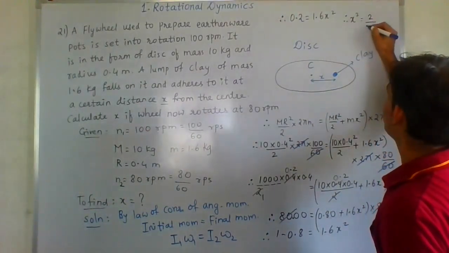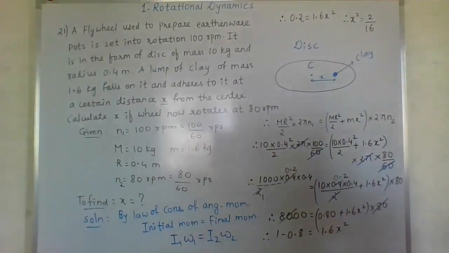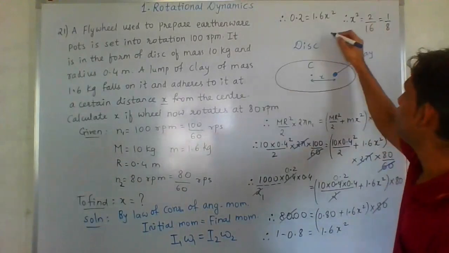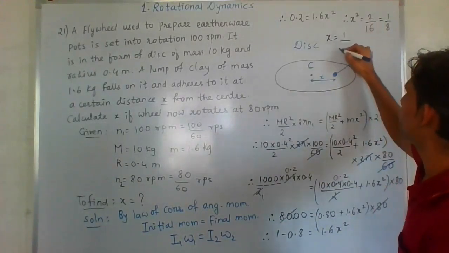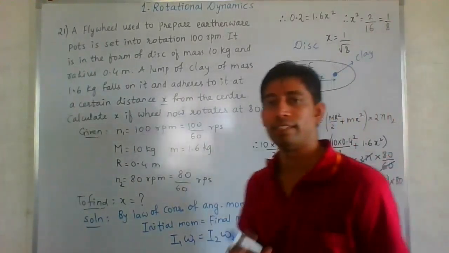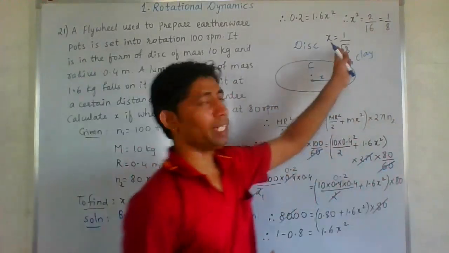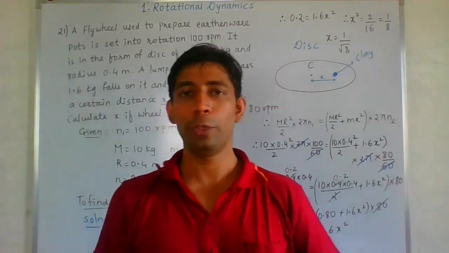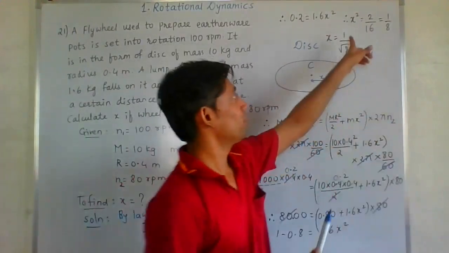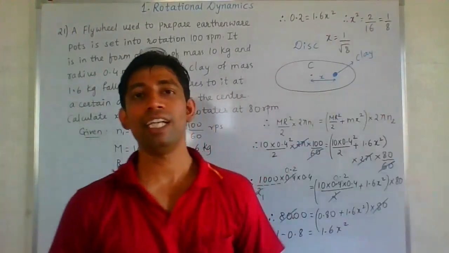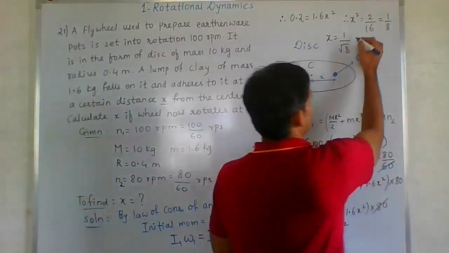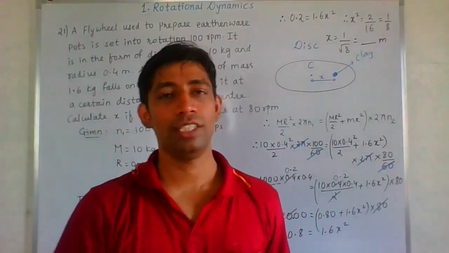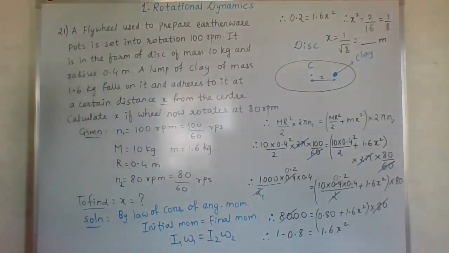2 divided by 60, shift the decimal, and that is how I will get 1 upon 8. Taking the square root, therefore x is equal to 1 upon root 8. This is our answer. In physics you should definitely solve up to the decimal, but I think we have come up to the root. You take the square root from the log table, and since 1 is in the numerator, you will take the reciprocal, so you will get the answer in decimal. Got this? So this is how this sum is done.